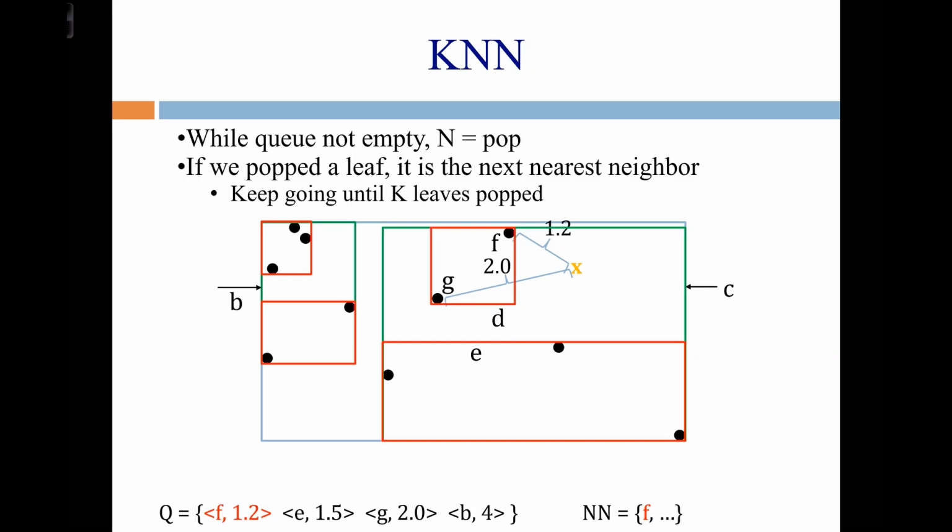So the priority of the boxes is how near it is to x? Yes, the priority is the distance from x. And distance from x is considered 0 if x is inside of a box.